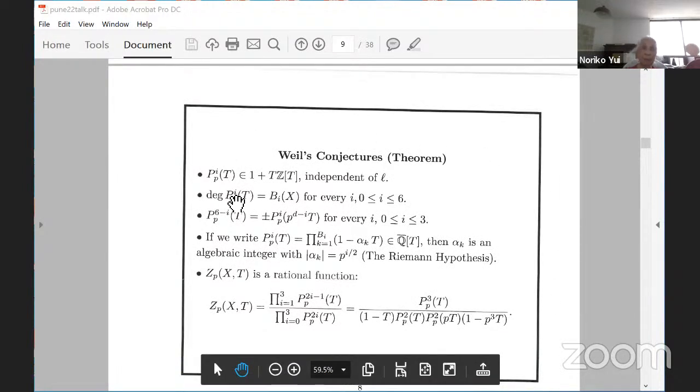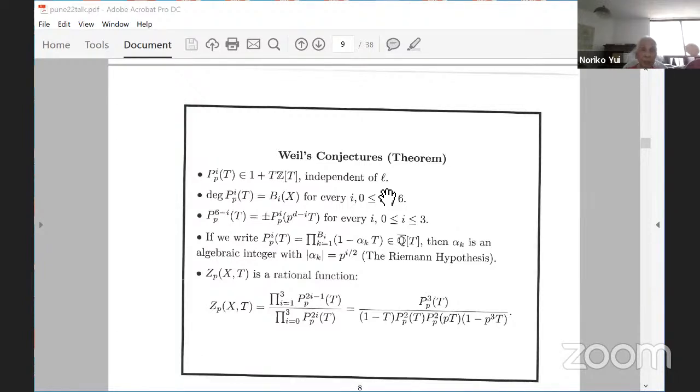So the characteristic polynomial has integer coefficients independent of L, and the degree is B sub I. And then Poincaré duality gives you the relation between P sub I and P sub 6 minus I. Since all coefficients of the characteristic polynomial are integers, if you decompose this into linear factors in the algebraic closure, then the complex absolute value of the reciprocal roots has to be P to the I over two. That's the Riemann hypothesis for varieties over a finite field.